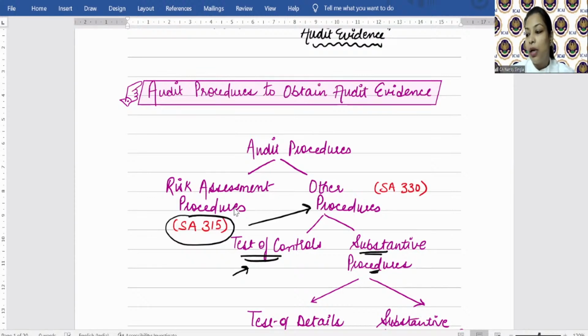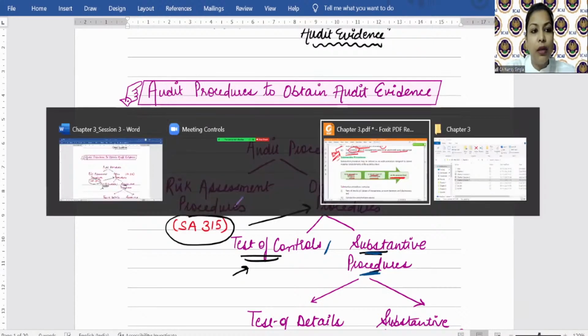Okay? So I expect that till test of controls that we have covered in the last session, everything is clear to you because I cannot see any query as such with respect to these topics. Now, today we will be starting with the discussion of what? Substantive procedures.